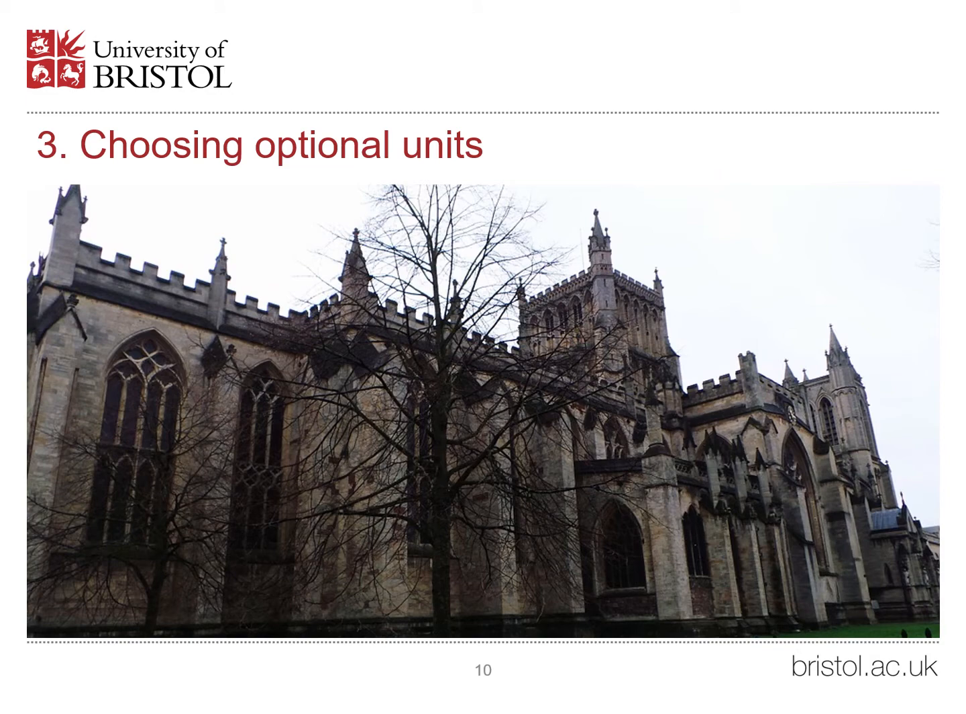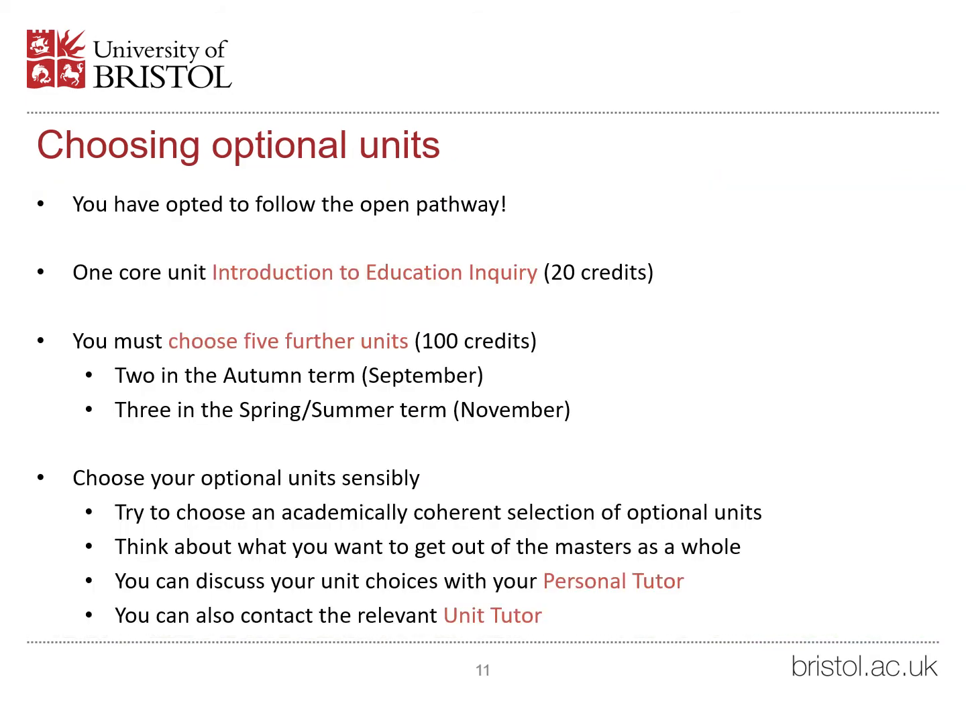Let's talk now about how to choose your optional units. Well, the good news is that you have opted to follow the Open Pathway. So you only have 1 core unit, Introduction to Educational Inquiry, that you have to attend. And then you have a great range of units, and you must choose 5 further units worth of 100 credits. Now, our suggestion is that you choose 2 units in the autumn term and 3 units for the spring and summer term.